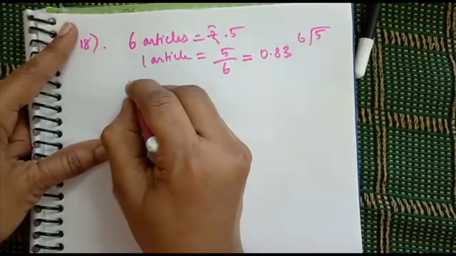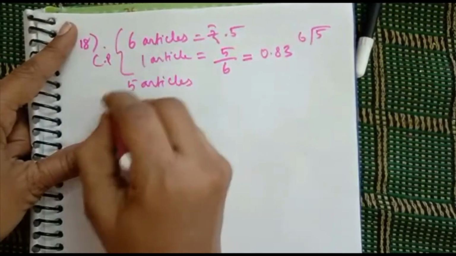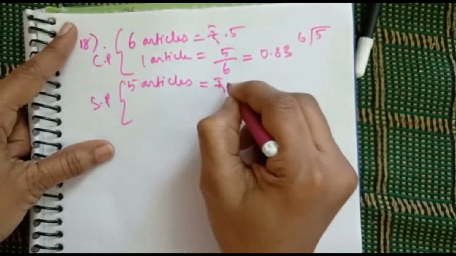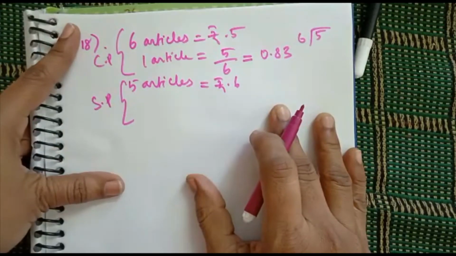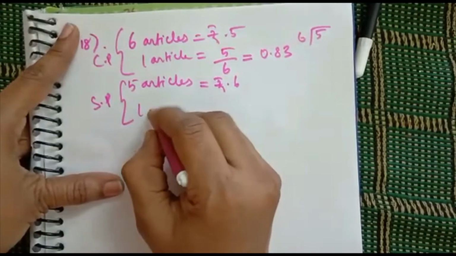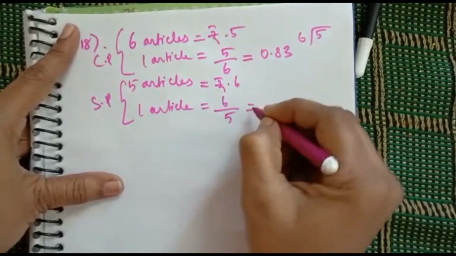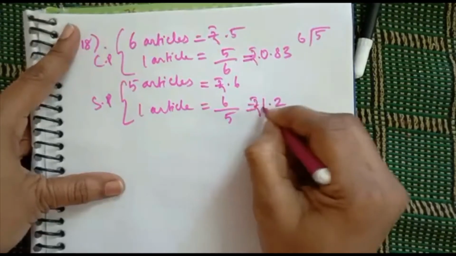This is the cost price. Now the selling price: 5 articles are equal to rupees 6. Then one article is equal to 6 by 5, that is equal to 1.2 rupees.